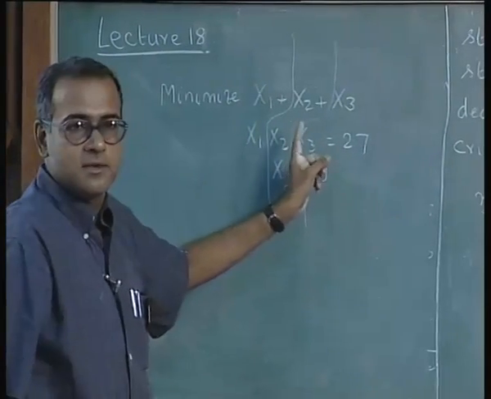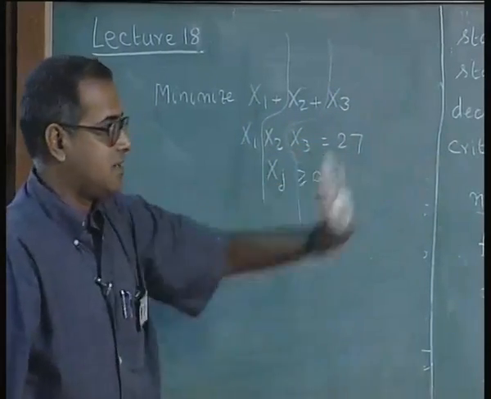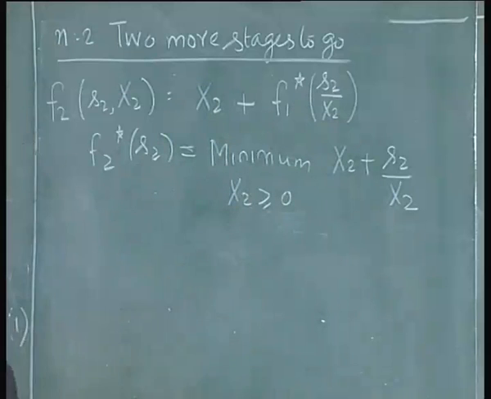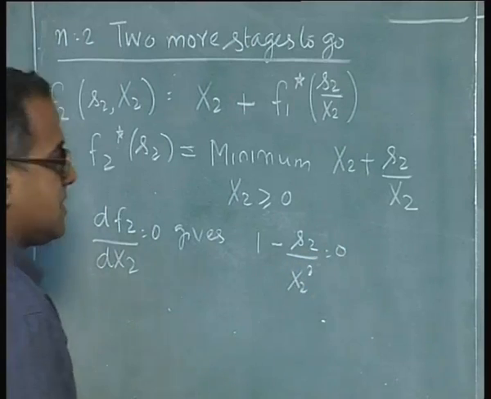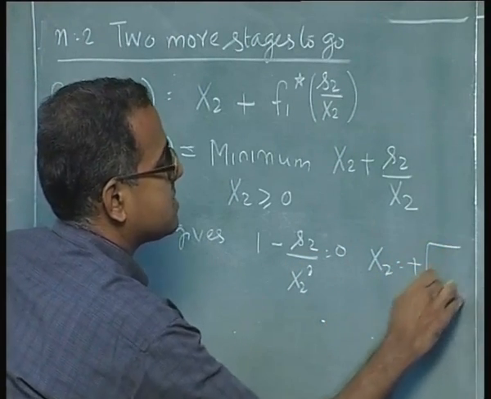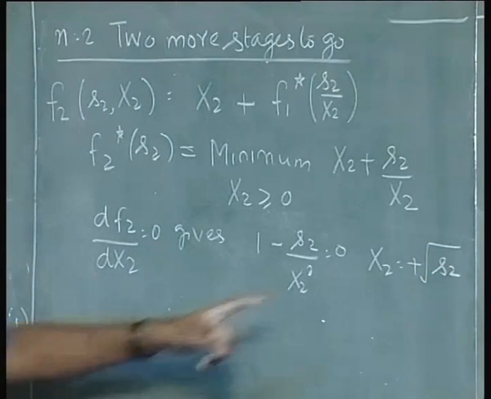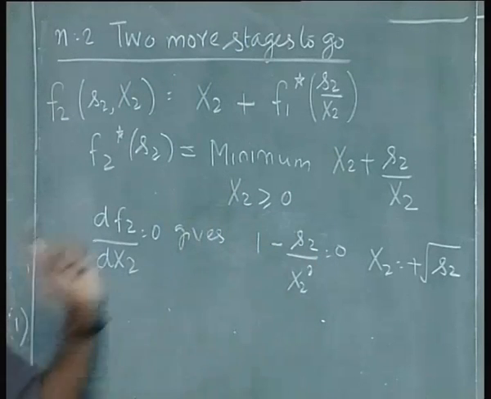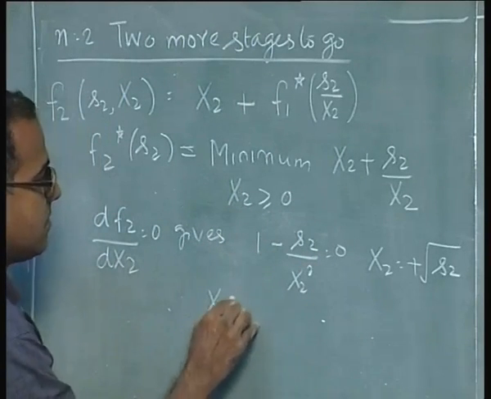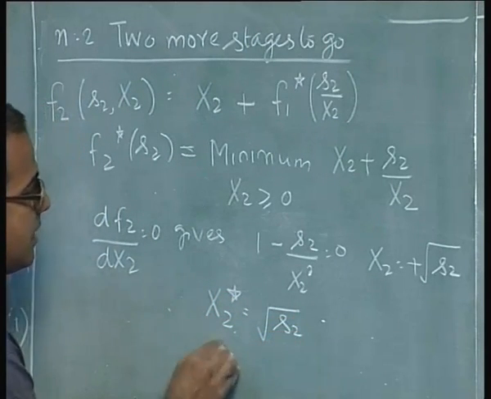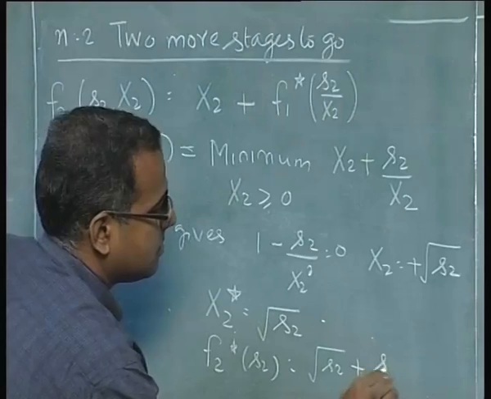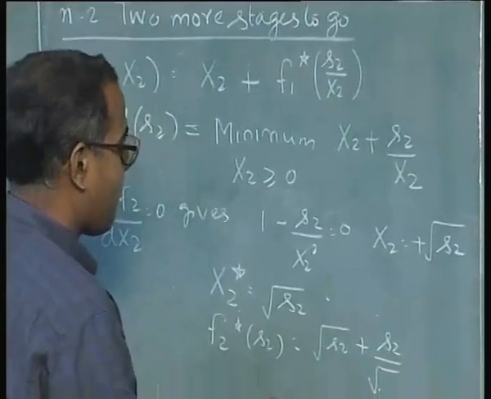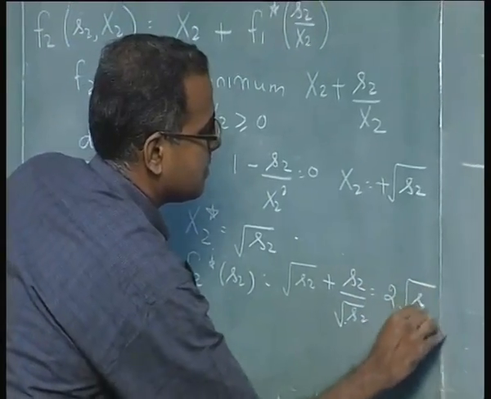If it were an addition, then you could go back and say x2 should be less than or equal to S2, here it need not be. Now this we need to minimize, and the minimum is obtained by equating the first derivative to 0. dF2 by dx2 equal to 0 gives 1 minus S2 by x2 square equal to 0, from which x2 equal to plus root of S2, plus root of S2 because x2 is greater than or equal to 0. So x2 star is equal to root of S2, and F2 star of S2 is x2 which is root of S2 plus S2 by root of S2, which is 2 root S2.